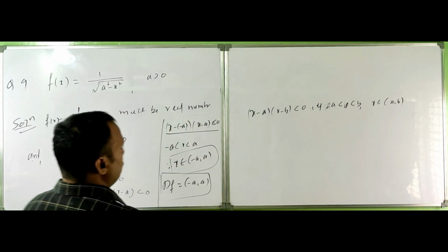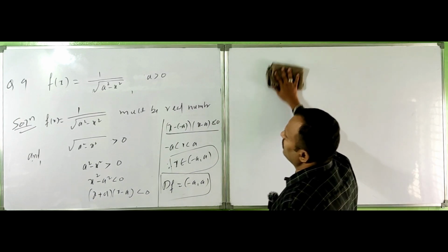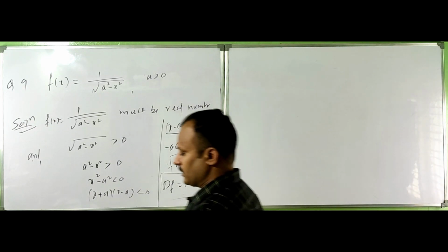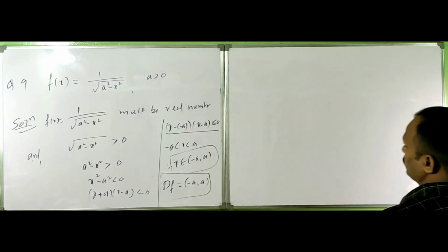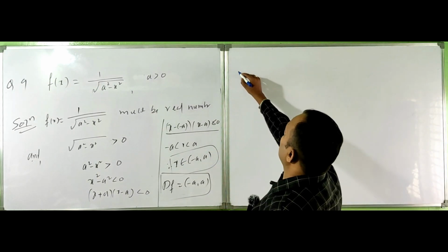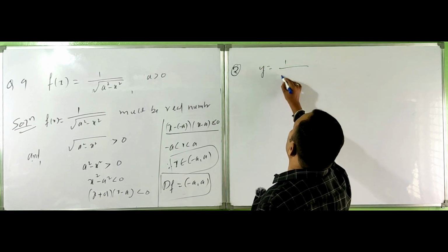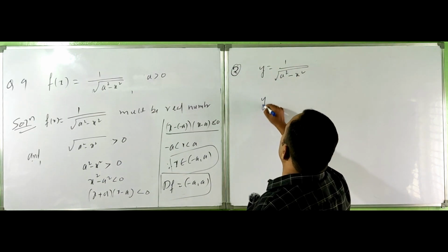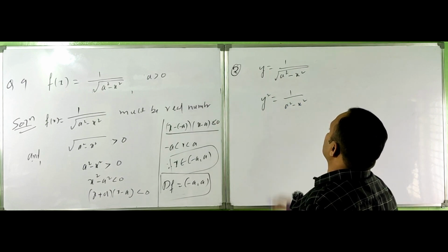Find the range. To find the range, you have to find x in terms of y. You have to show wherever y is not defined. y is equal to 1 by square root of a square minus x square. Writing this as y square is equal to 1 by a square minus x square.